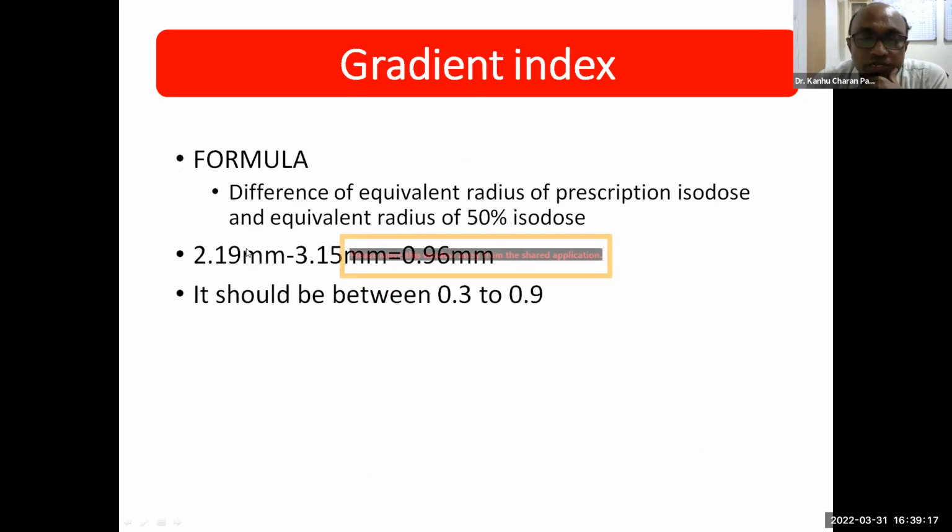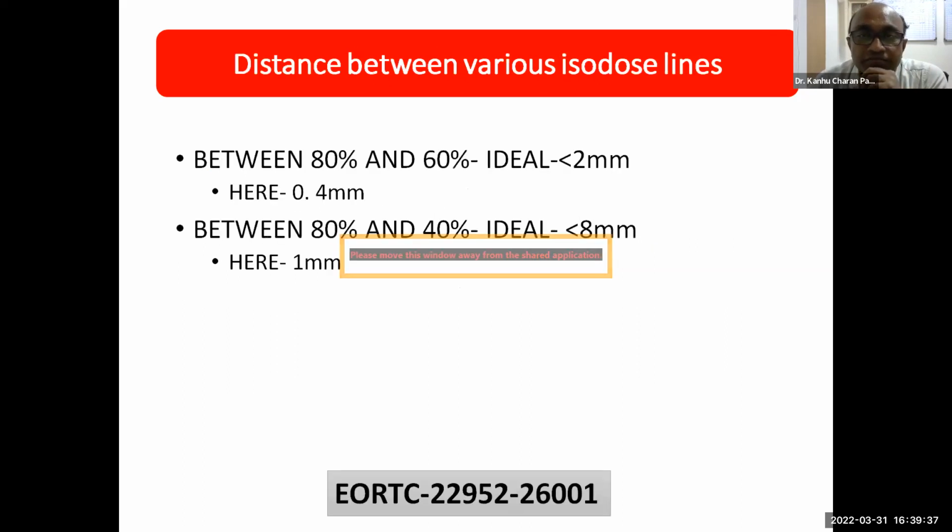Gradient index, we usually follow between 0.3 to 0.9. It is the difference between the equivalent radius of the prescription isodose and the equivalent radius of the 50% isodose. So this is the formula we follow mostly in the stereotactic technique. This is called the gradient index, and it is mostly useful for SRS and SRT planning.